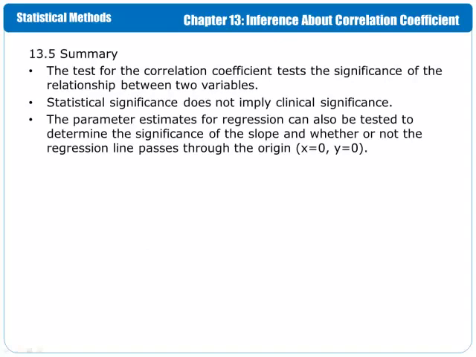In summary, the test for the correlation coefficient tests the significance of the relationship between two variables. Statistical significance does not imply clinical significance. The parameter estimates for regression can also be tested to determine the significance of the slope and whether or not the regression line passes through the origin. That would be the test for the intercept, which again we mentioned may not be of interest.